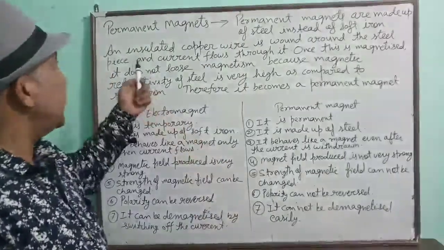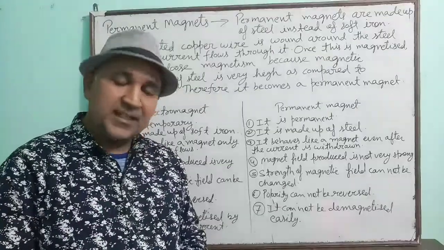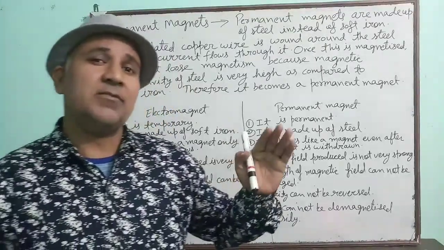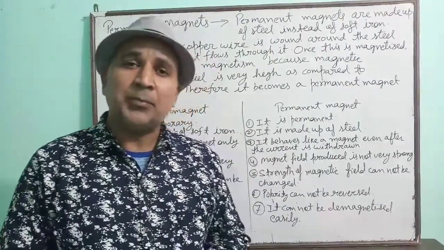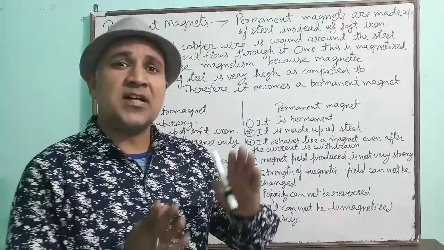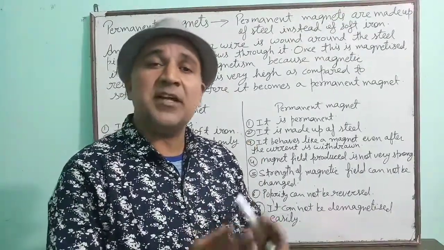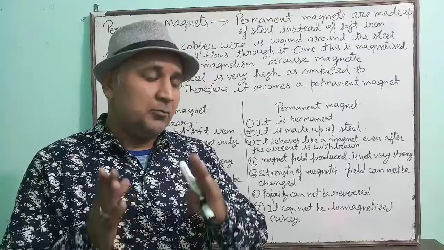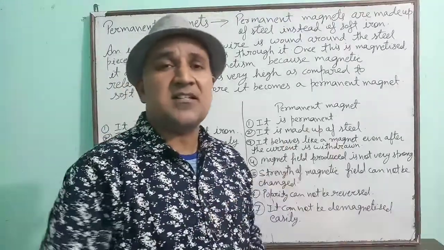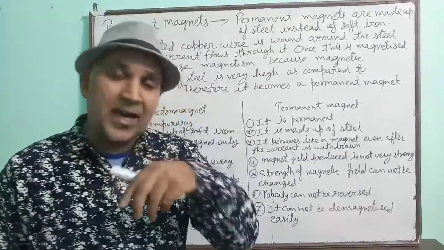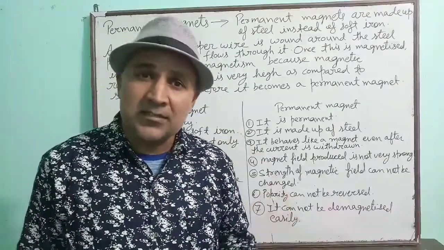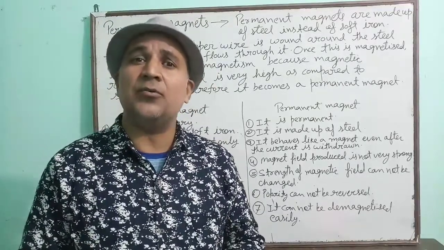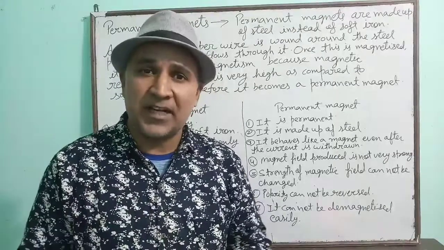Okay, children, now see the permanent magnets. Earlier we have seen electromagnets, which were temporary magnets, but there we were using soft iron. In place of soft iron, if we use a steel bar, then we can make a permanent magnet also, because steel has much more magnetic retentivity than soft iron. That is why soft iron loses its magnetic property very easily compared to steel. Steel does not easily lose its magnetic property once it is magnetized.